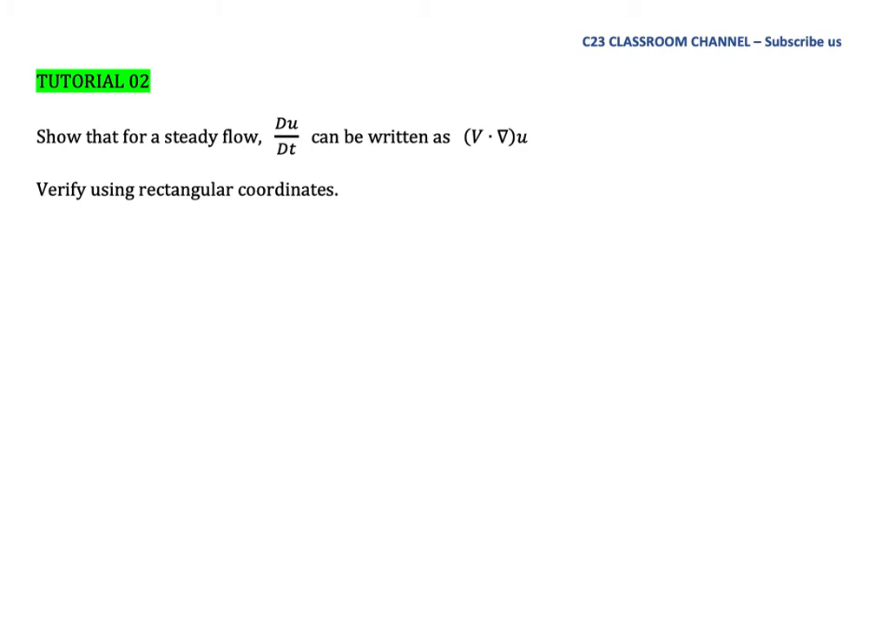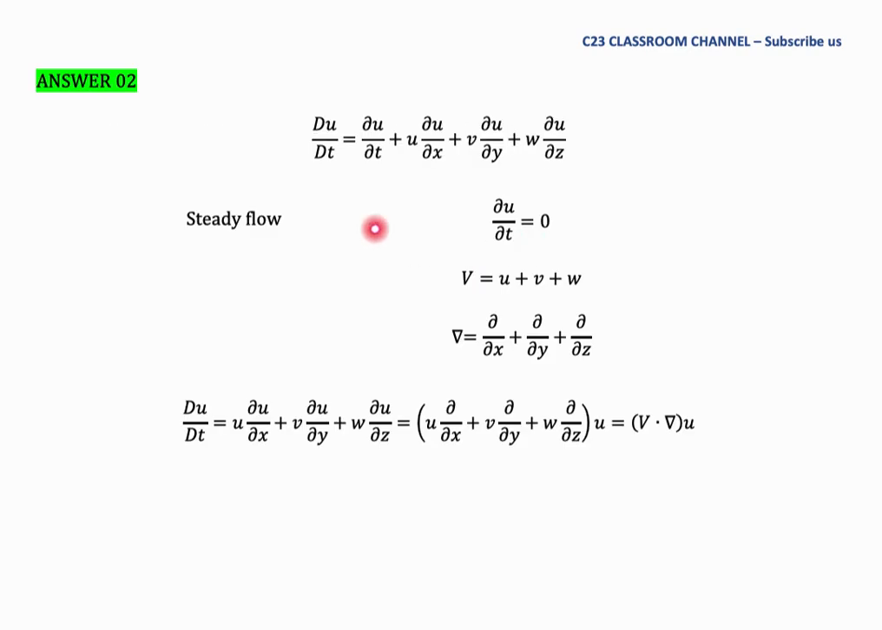The differential forms of the fundamental laws. Tutorial number 2: show that for a steady flow, Du/Dt can be written as V·∇u as shown here. Verify using rectangular coordinates. So this is the continuity equation.